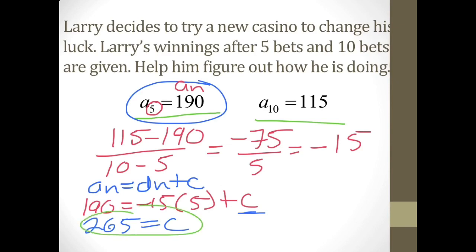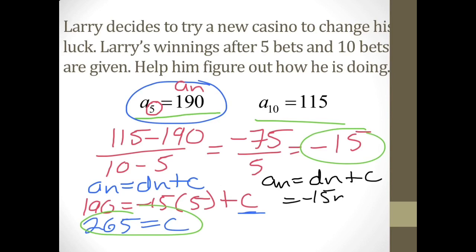So I have found C. I know what D is, which means that my equation is going to be, again, A sub n equals D times n plus C, plugging in those values, negative 15 times n plus 265. So maybe Lucky Larry can keep going for a little bit, but eventually he will be losing money. And we know that because we have a negative D value, so it is decreasing the amount he wins every time.